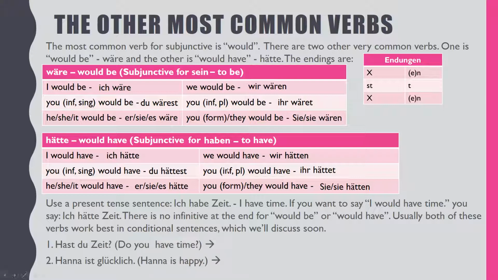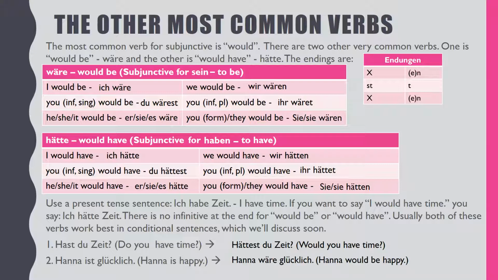Try these two examples on your own. You have hast du Zeit, do you have time, and Hannah ist glücklich, Hannah is happy. Pause the video now. You should have hättest du Zeit, would you have time, and Hannah wäre glücklich, Hannah would be happy.